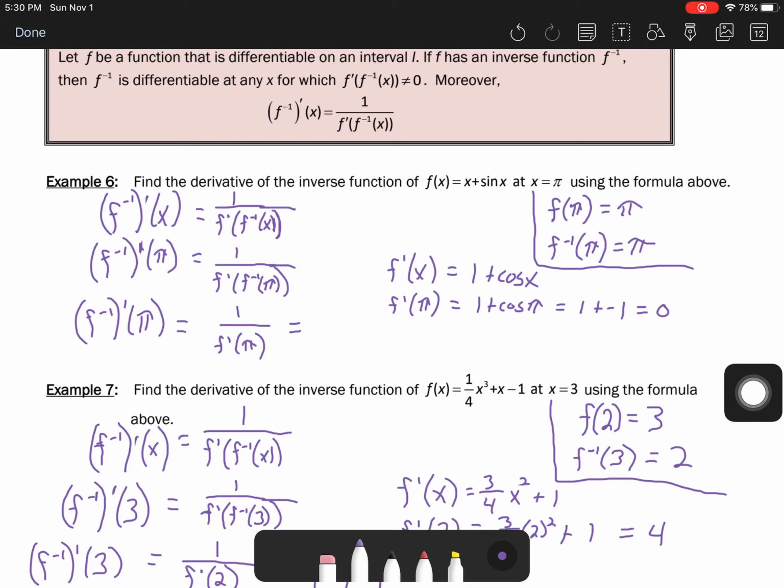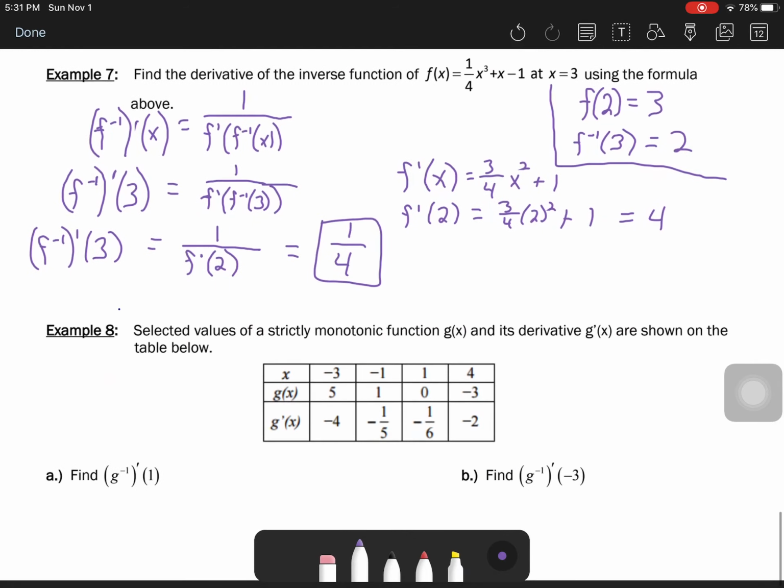So as it turns out, this one ends up being undefined because you get 1 over 0. I don't think it was a great example, but we can see that one turns out to be undefined. Okay?